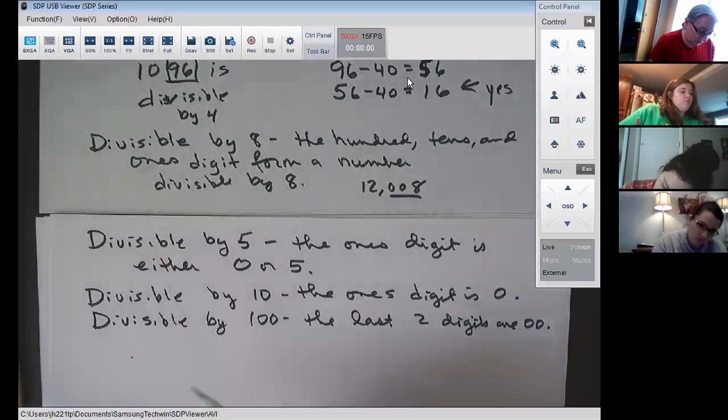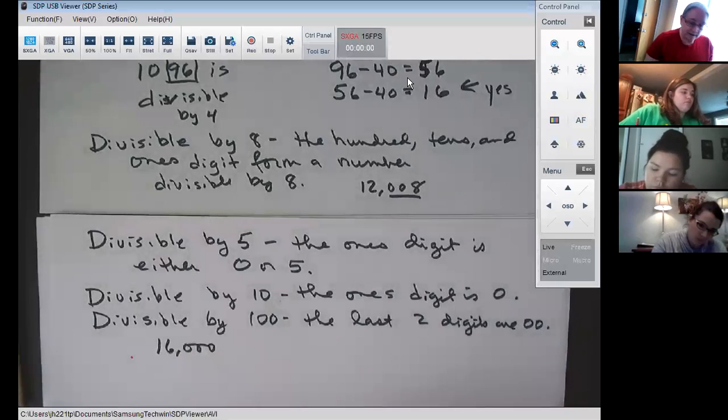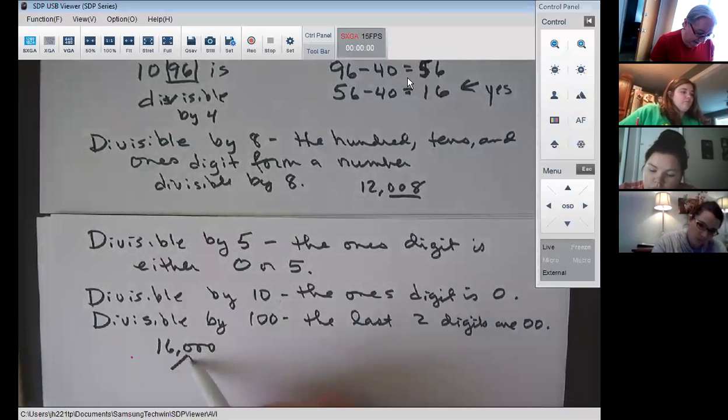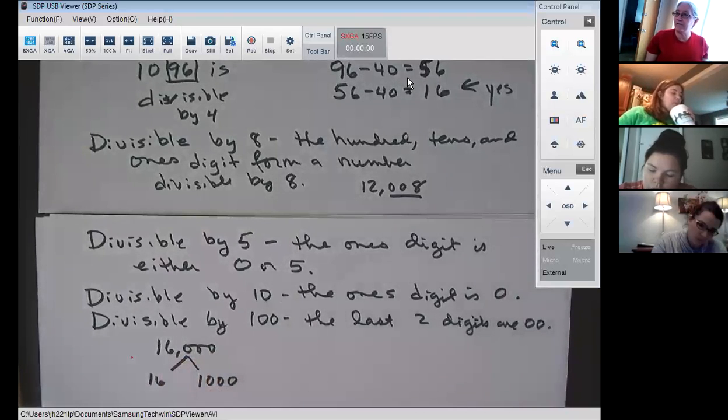So like if for some strange reason I wanted to start a factor tree on 16,000, I could actually split that up as 16 times 1,000, since this has got 3 zeros, so that means it's divisible by 1,000. And then take my factor tree from there. And that's a good way to start it, rather than starting with 2, which would take a lot more work actually than starting it here. Okay.